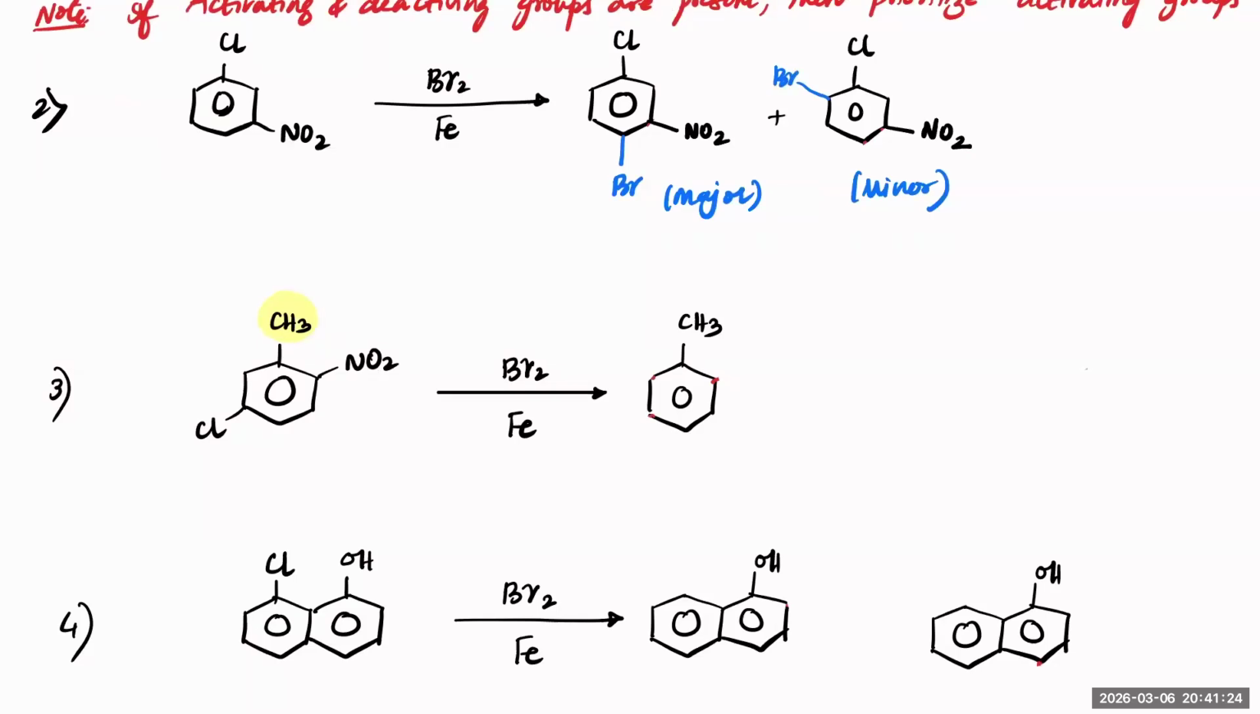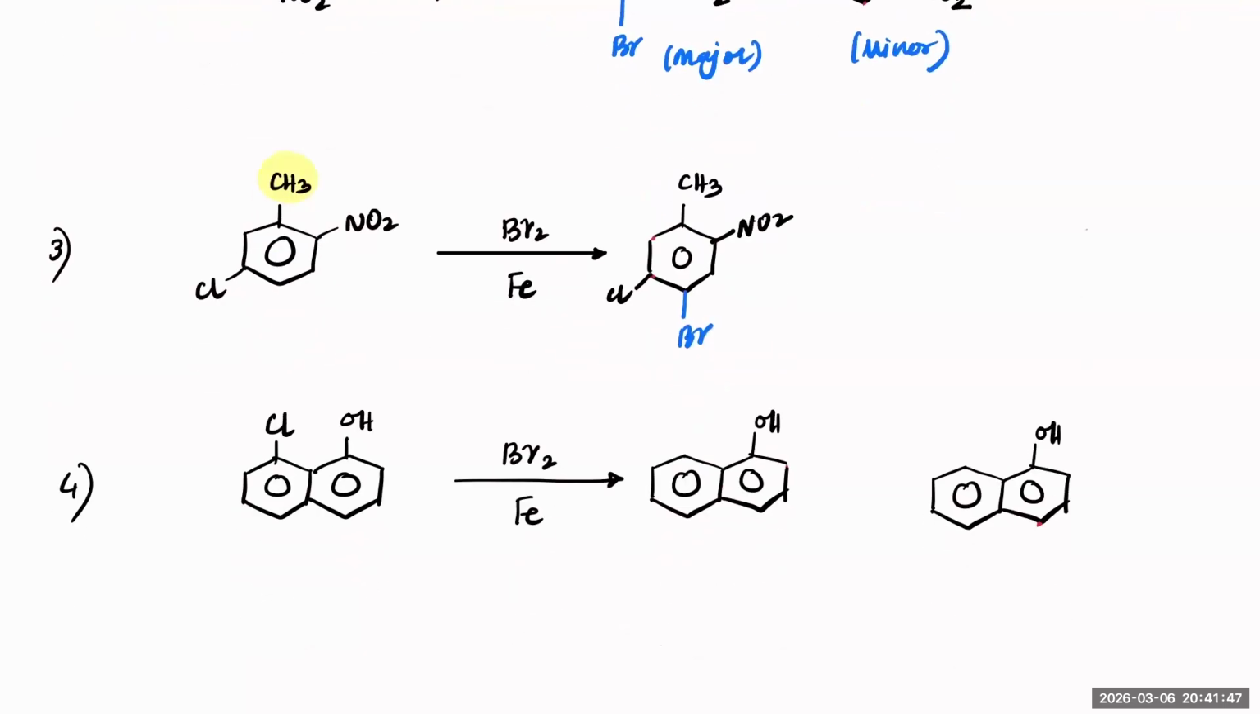Next, if you have three substitutions, out of which even if one of them is donating, that is, one of them is activating, you'll always listen to that first. Always go with the activation part. Hence, you will keep this NO2 the way it is, Cl the way it is, but make sure that the bromine will be directed by CH3. That means you go as per the CH3 group.